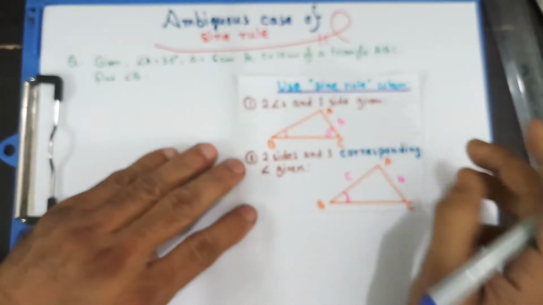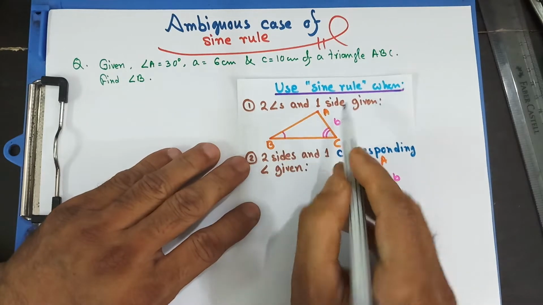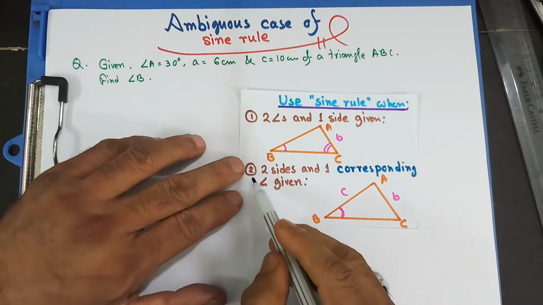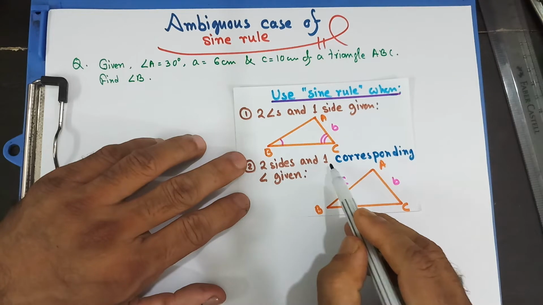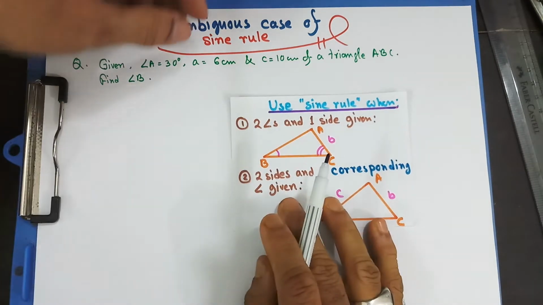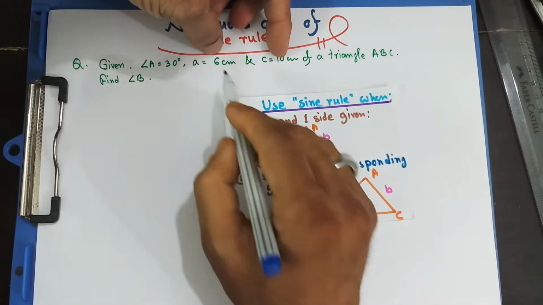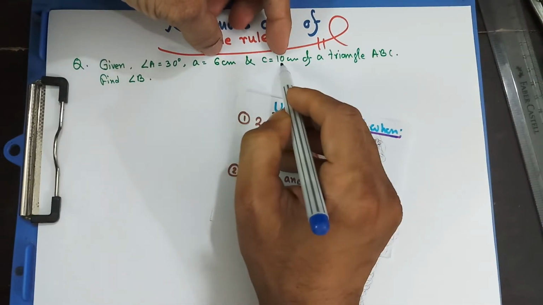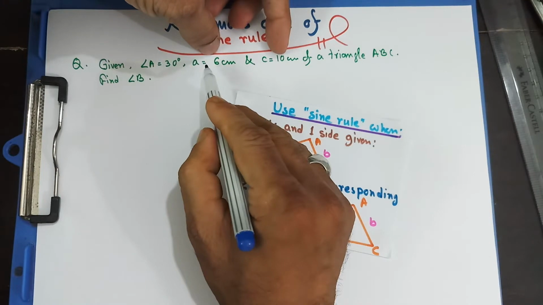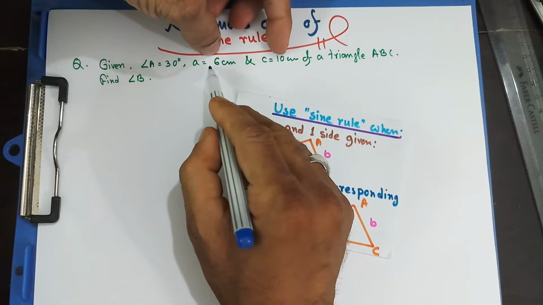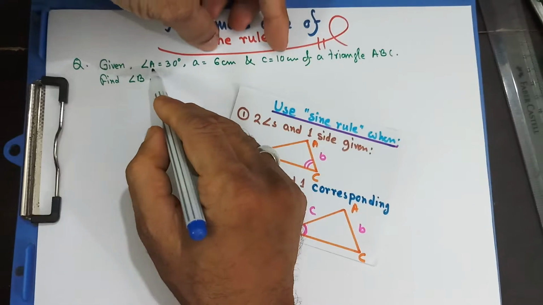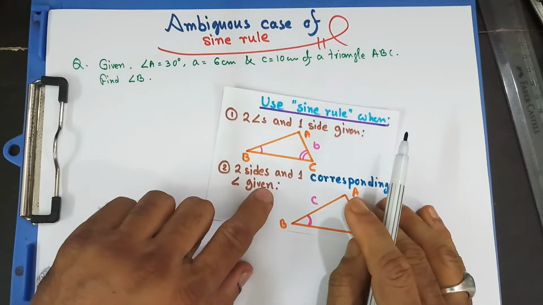We can use the sine rule when two angles and one side are given. I have only one side. The second case is when two sides and one corresponding angle are given. Corresponding means the angle opposite one of these sides is given. Opposite side a, its angle should be angle A. It's given, so I can use this sine rule.